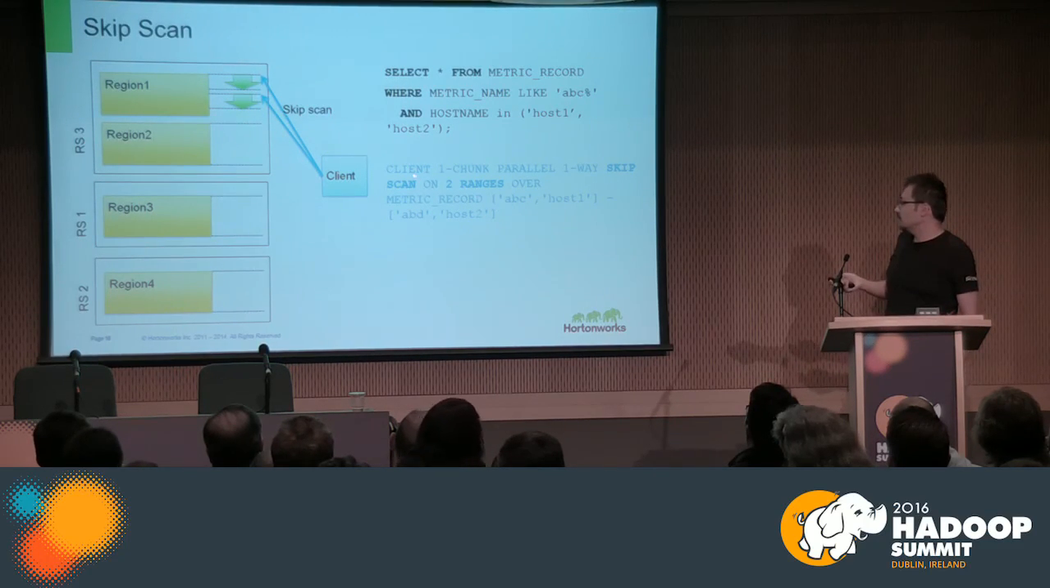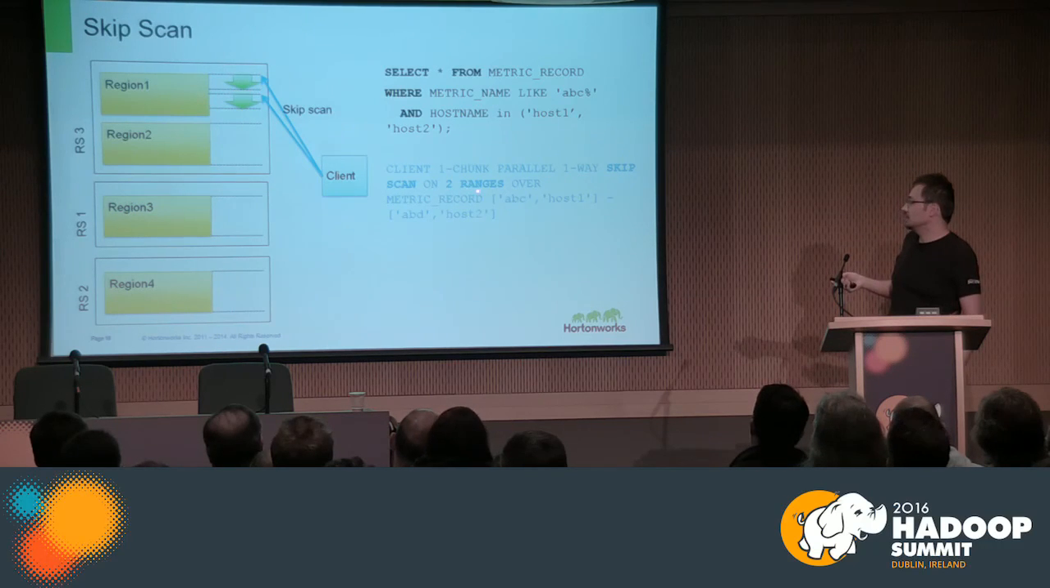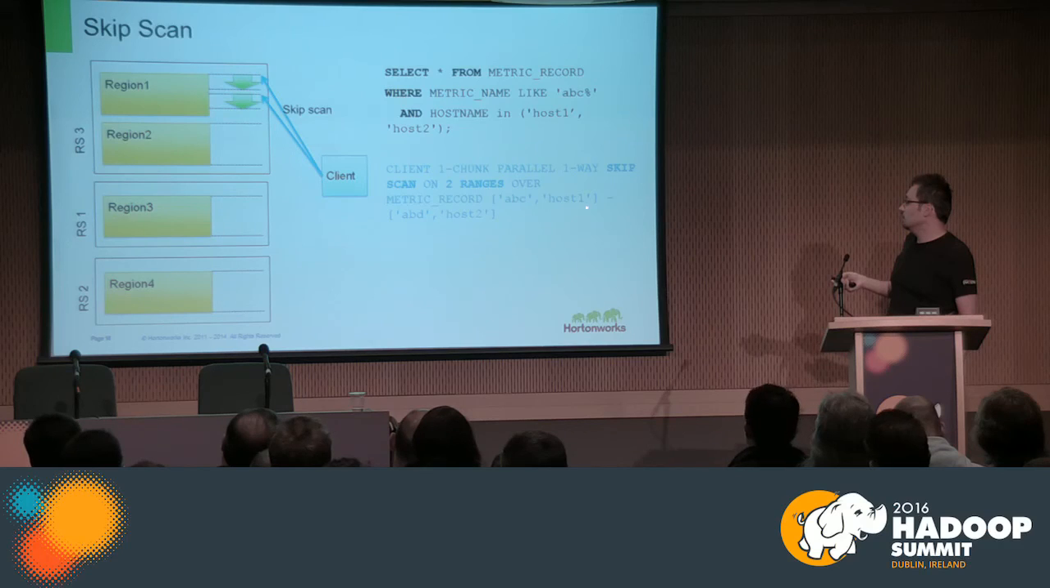So the skip scan explain plan will say something like this. I'm doing a one-way skip scan on 2 ranges over the metric record table, which falls into this range: ABC host 1 and ABD host 2. Where does ABD come from? It knows that the next matching string after ABC is ABD, and then it knows that I'm only looking for host 1 and host 2.